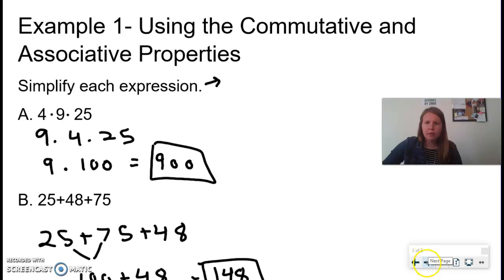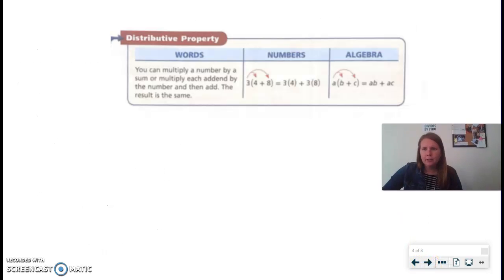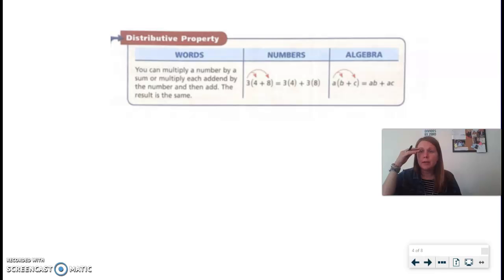Let's keep going. Alrighty, so the last property we are going to talk about is your distributive property. This is probably my favorite property, to be honest with you guys. Not sure why. It says you can multiply a number by a sum or multiply each addend by the number and then add the results. Let's read it again. You can multiply a number by a sum or multiply each addend by the number and then add. The result is the same.